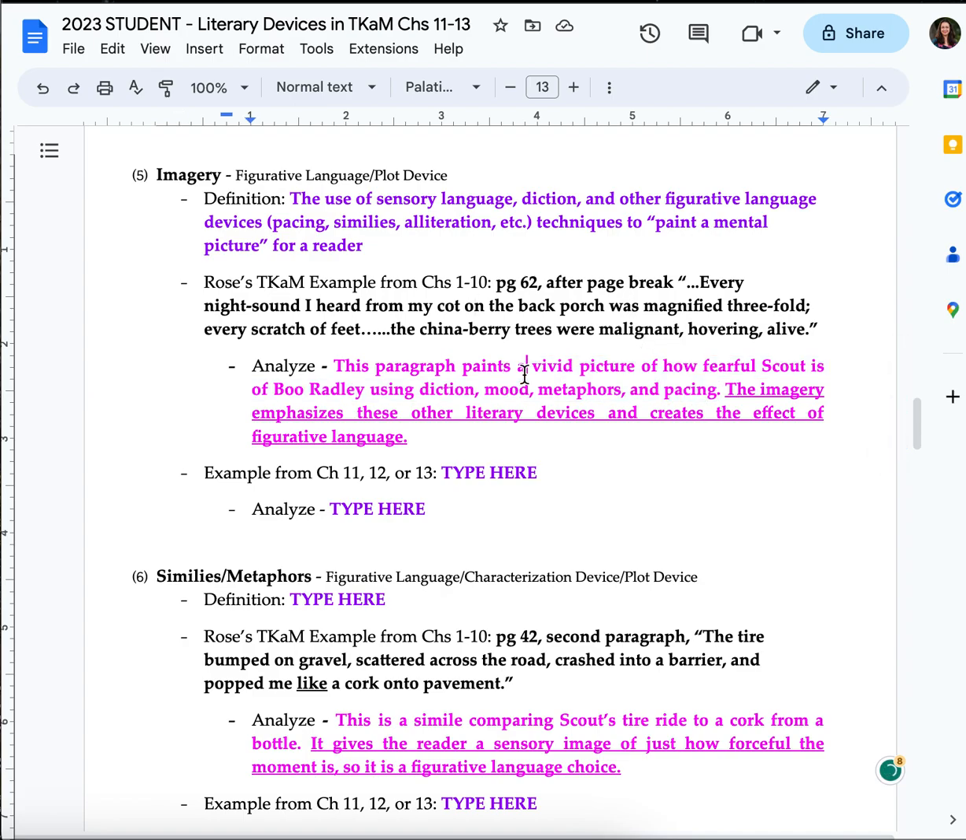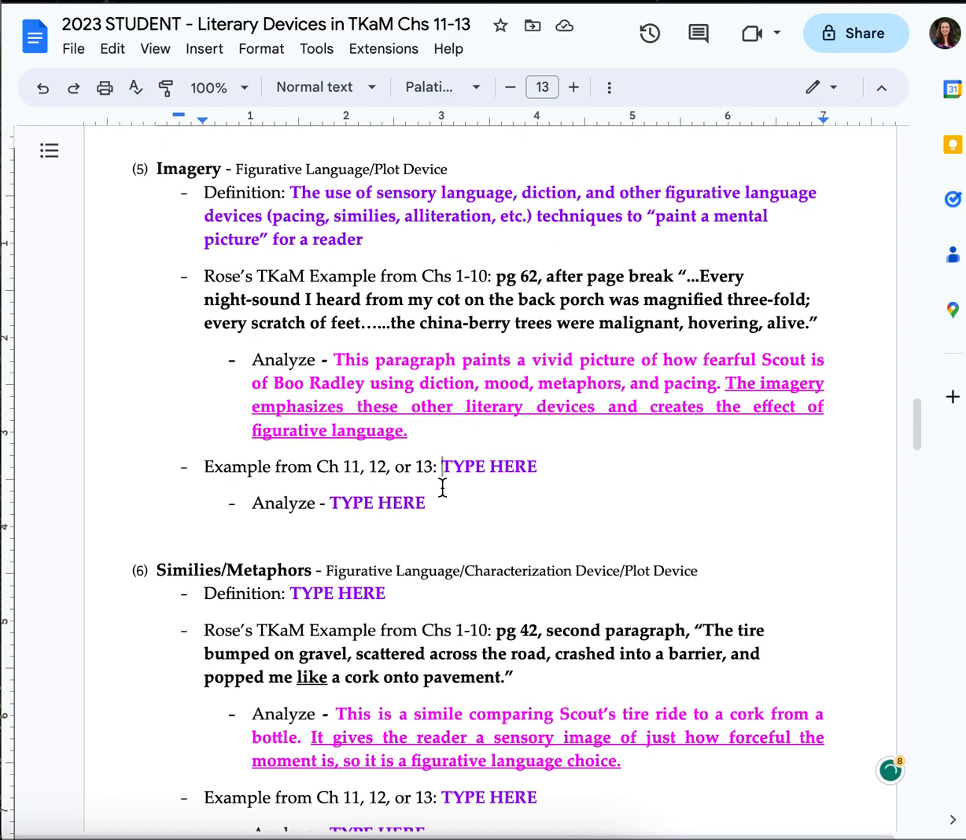The imagery emphasizes these other literary devices and creates the effect of figurative language. That through imagery, we emphasize these other literary devices. We create this effect of figurative language that helps me picture the moment. Beautiful. This one should be nice and easy.